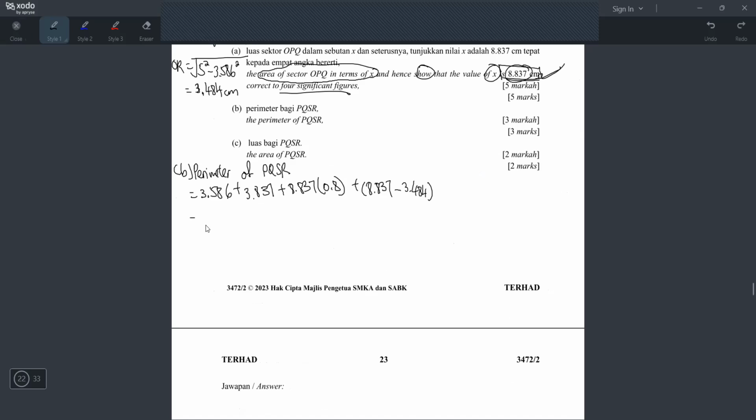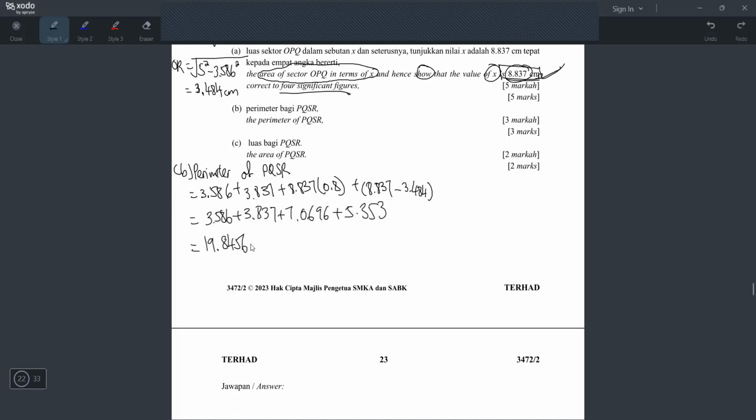All right, let's press. This one I'll just copy it first. 3.586. This one also I just copy it. Okay, this one I will press, and then this one I will press. Okay, let's press. 8.837 times 0.8. Okay, 7.0696. And then this one is 8.837 minus 3.484. 5.353. And then just add everything. Plus 7.0696 plus 3.837 plus 3.586. 19.8456.